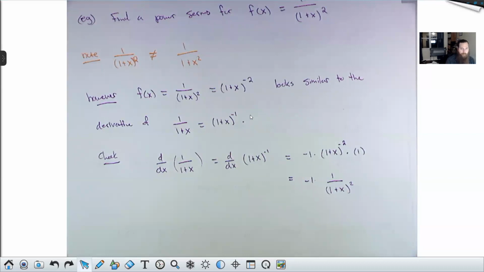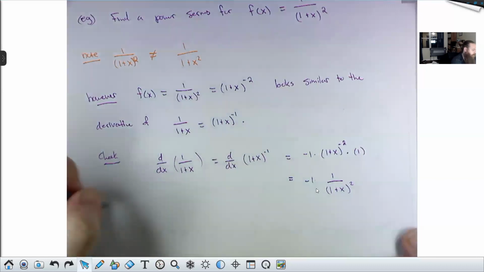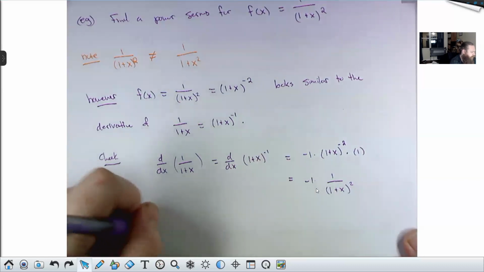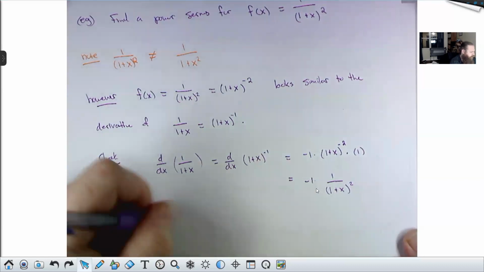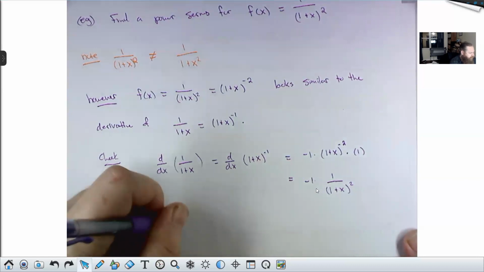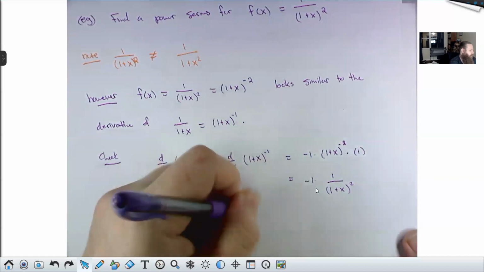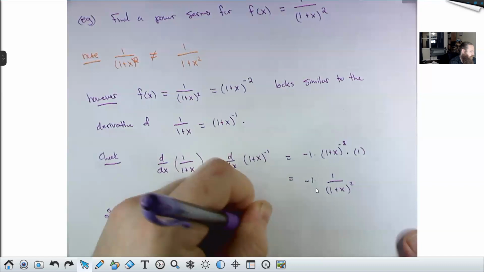Pause for a second, make sure you understand. I'm coming up with a guess. I'm saying my function kind of looks like the derivative of something else. It looks like the derivative of this guy. So I check, what is the derivative of that guy? It's this. So I'm off by a factor of negative 1. Therefore, divide both sides by negative 1, and you get negative 1 times d dx of 1 over 1 plus x is equal to 1 over (1 plus x) squared.